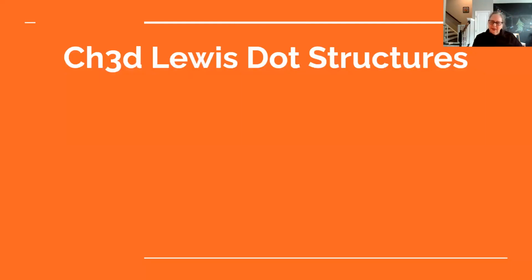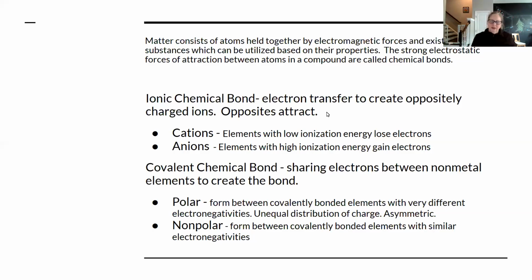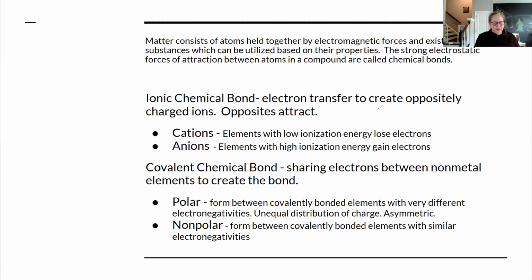All right, so we're going to do some Lewis dot structures and a little bit of review before we get started on those drawings. Okay, so we have ionic and covalent bonds. Those are your intramolecular forces. They're holding those molecules together. Ionic bonds are formed by electron transfer.